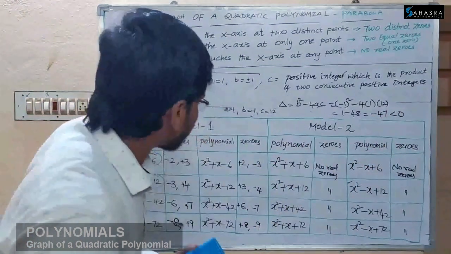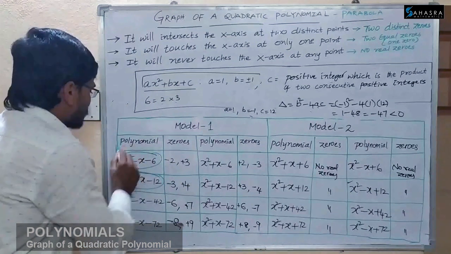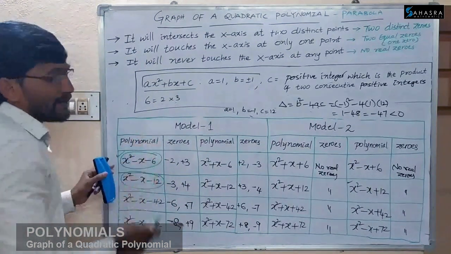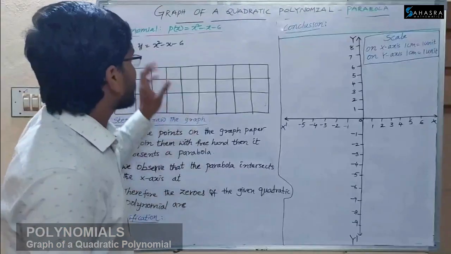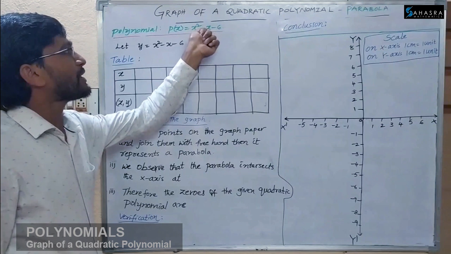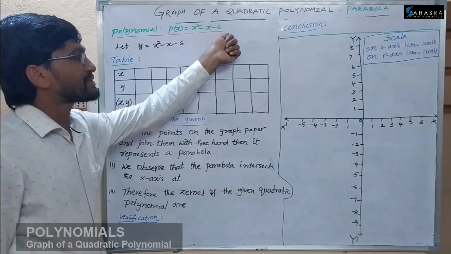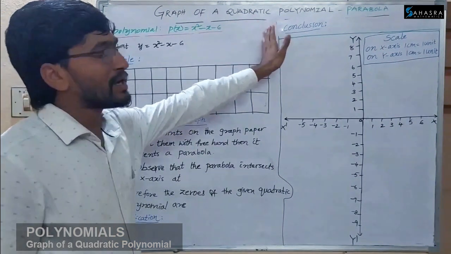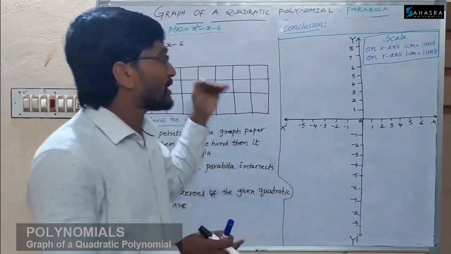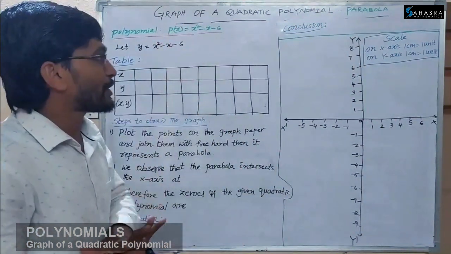Now we can discuss the graph of this one, x square minus x minus 6. How to draw the graph of that polynomial? We can discuss. Okay. So this question they will give like this: draw the graph of the quadratic polynomial x square minus x minus 6 and find the zeros and justify your answer. Like that they will ask the question. So let us see how to draw the graph of this quadratic polynomial.